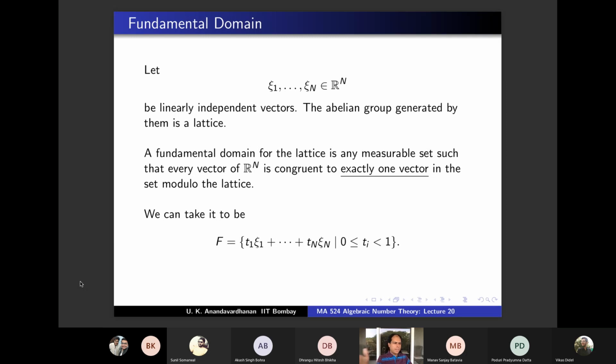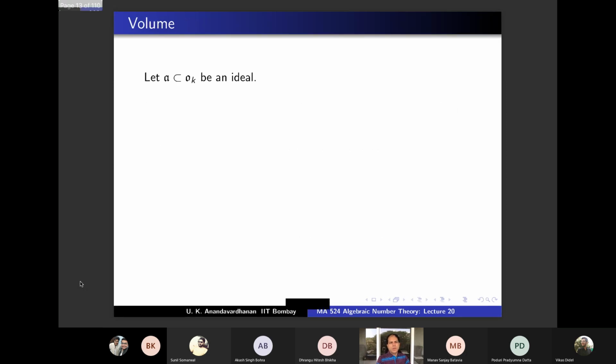If you take a lattice generated by two complex numbers w1 and w2, Zw1 plus Zw2, then modulo that, the fundamental domain will be t1w1 plus t2w2, where t1 is between 0 and 1, t2 is between 0 and 1. So usual, if you take 1 and i, then this is nothing but the unit square with two sides removed. Okay, so this is a fundamental domain.